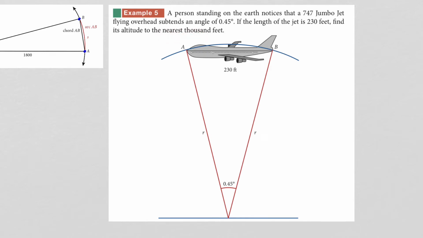Okay, so a person is down here. As they're looking up from the front of the plane to the back of the plane, they notice that that angle is 0.45 degrees, which is a very, very small angle, and that's because the jet is presumably very high in the sky. The length of the jet is 230 feet, and we want to approximate its altitude. Okay, the altitude of the jet would just be the distance from the jet straight down to the ground.